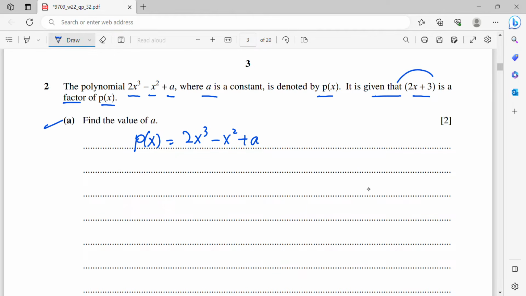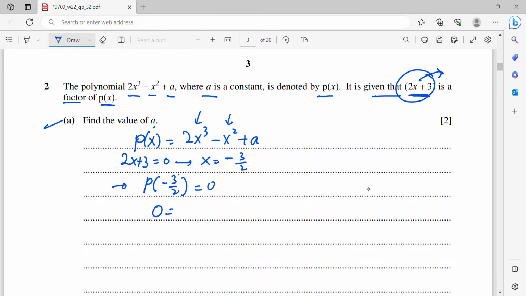Now, according to the factor theorem, if 2x plus 3 is a factor, that means when you let this 2x plus 3 be 0, our x will be negative 3 over 2, which means p of negative 3 over 2 will be 0. This is what we get from the factor theorem. So now you need to replace the x by negative 3 over 2. So left hand side will be 0 because it's p of negative 3 over 2. Right hand side, as long as you see the x, you have to replace it by negative 3 over 2.